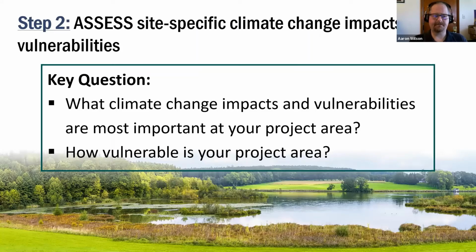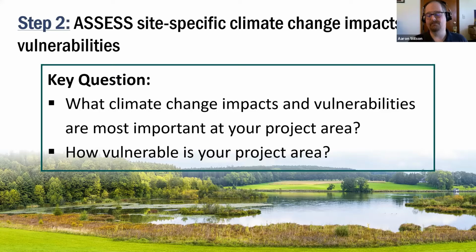So really, step 2, again, is assessing the site-specific climate change impacts and vulnerabilities. In this step, we're really answering 2 main questions. What climate change impacts are most important to your project area? And this usually involves identifying some broader regional trends, right? So regional trends across the Midwest, across the Great Lakes, and then really specifying how those trends are likely to affect your particular site. We all, for instance, might look at things like increases in extreme precipitation, for example.